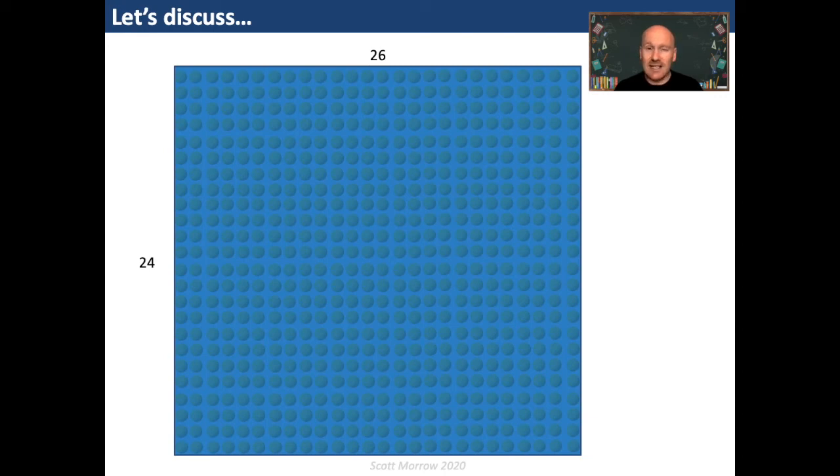And like I said, I can't work out 24 times 26. So let's break it down. Let's make it easier for ourselves. Let's split those 24 rows into 20 rows and 4 rows. Now you could split it further if you want. You could split that into 10 rows and then 10 rows and then 4 rows. But I'm going to stick with 20 rows and 4 rows at the moment.